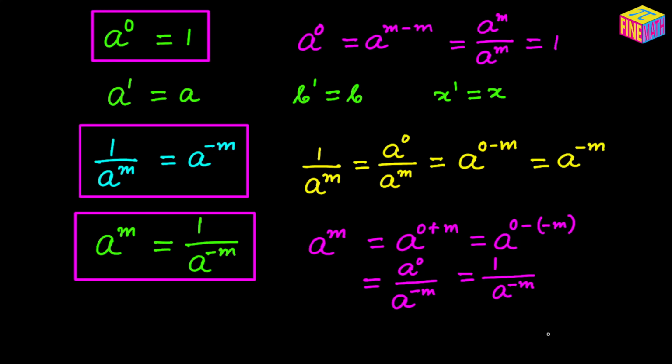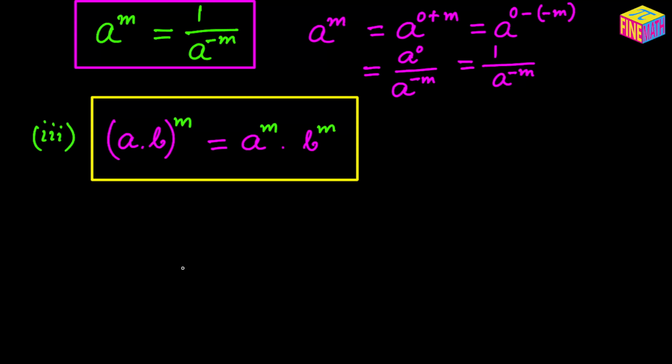Now we are going to discuss the third property of exponents, and that is like this. In the third property, we say that if we have a times b whole to the power m, then we can write it as a to the power m times b to the power m.